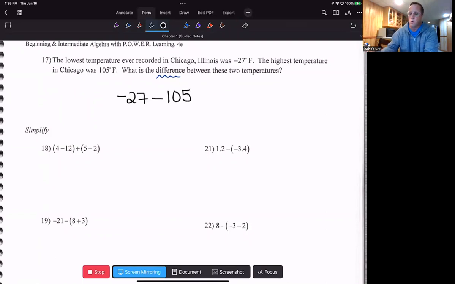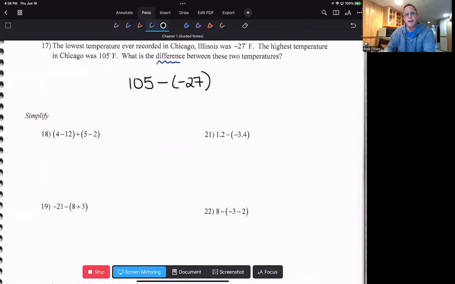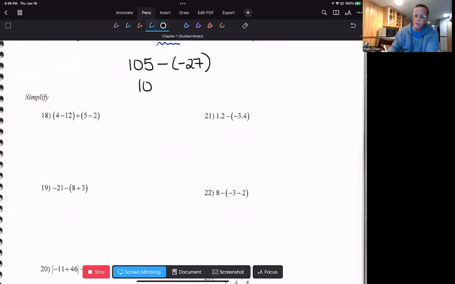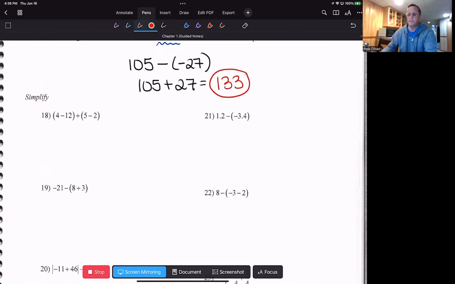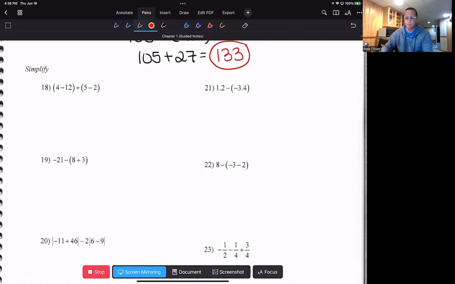So you have that, or you can write it like this. Actually, I'm changing my mind. I want to write it like this. I want to do 105 minus negative 27. Okay, so 105 minus negative 27 really means 105 plus 27, because we're looking at essentially how far apart those 2 numbers are from each other. How far is 27 degrees below 0 from 105 degrees above 0? So cumulatively, it's 133 degrees. So that's all you have to do. It's 133.